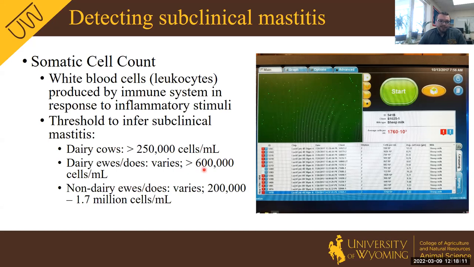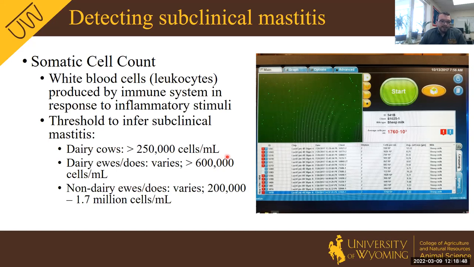Other researchers think that this number, even 600,000, is pretty low. So they would suggest thresholds closer to 1 million or 1.5 million cells per milliliter to infer subclinical mastitis. And regardless of species, the bulk tank somatic cell count legal limit in the United States is the same, so that's 750,000 cells per milliliter. Some processing plants might have incentives to help reduce that somatic cell count, so there are some premiums associated with lower bulk tank somatic cell counts. But the legal limit is the same across these different species.